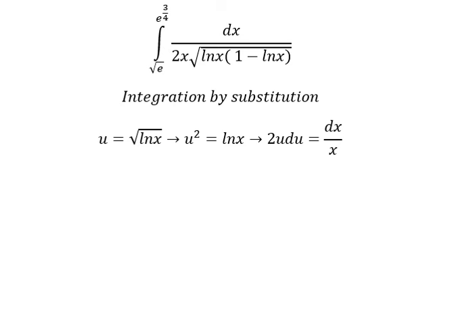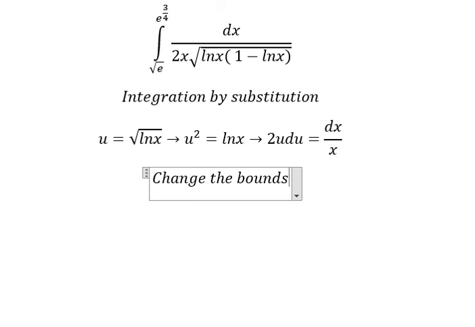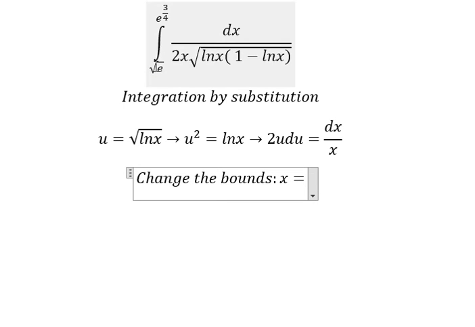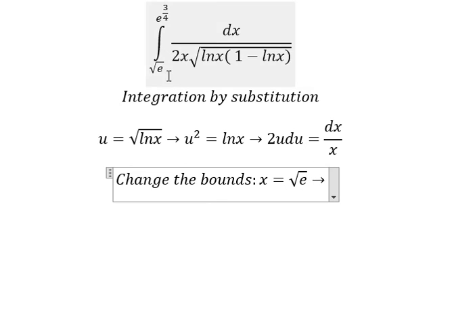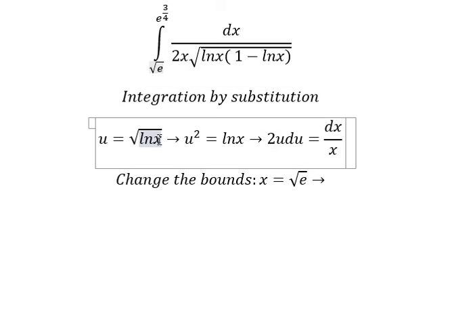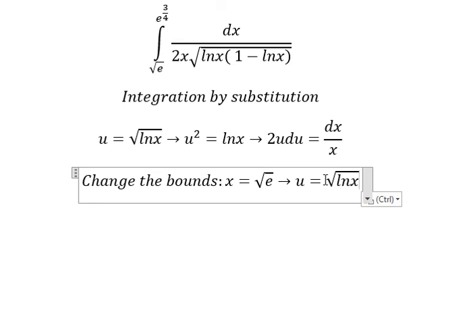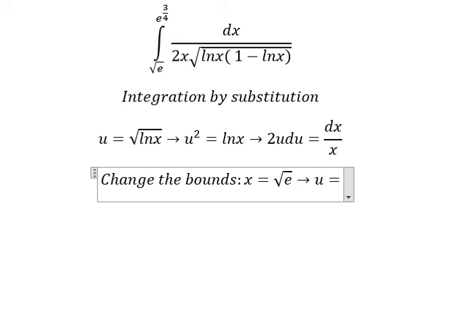Next, we need to change the bounds. When s equals the square root of e, we put this value in here to find the value of u, and we have u equals the square root of 2 over 2.